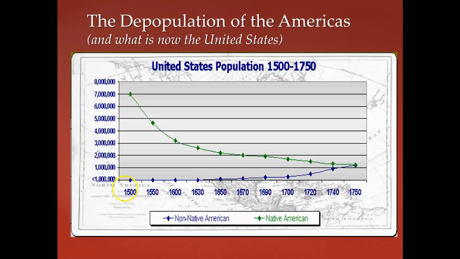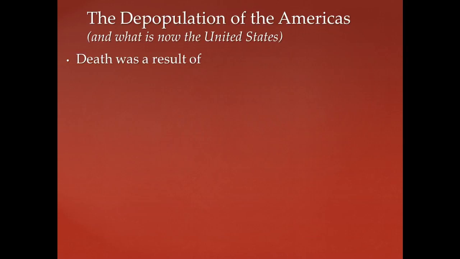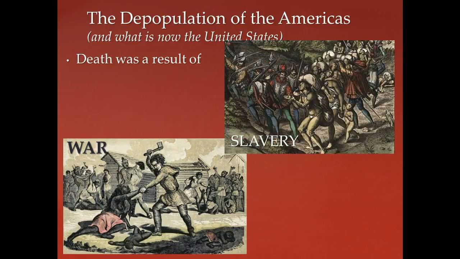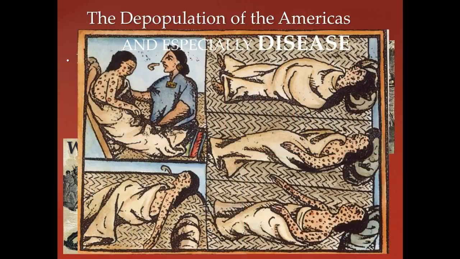As you can see from this graph, in what is now the United States, the population is estimated to have been 7 million, but it's very hard to figure out exactly how many people because the disease spread so fast. So it could have been as high as 18 million. Between the years of 1500 and 1750, there was a huge decimation of the population as well. As you can see, it went down from 7 million all the way to just over 1 million. Death was a result of war, of slavery, and especially of disease.